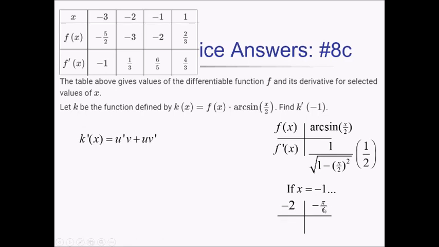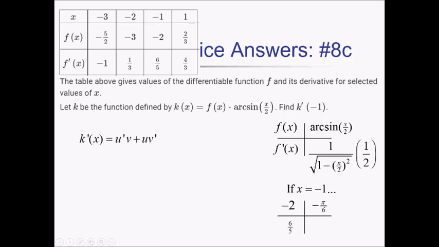And that's, we always use radians in calculus, so that's what I'm going with. Now we have f prime of negative 1. That is going to be 6 over 5 from the table. And then finally, this last one's going to take a little work. We have 1 over the square root of 1 minus negative 1 over 2 squared.